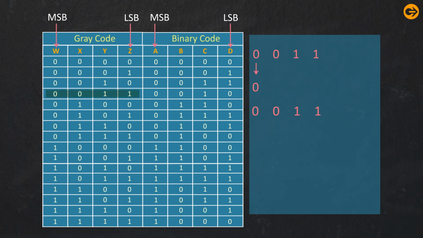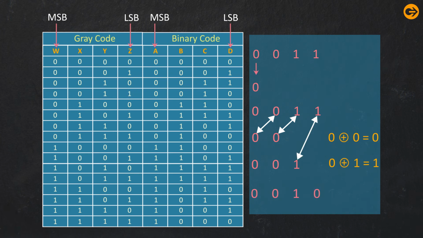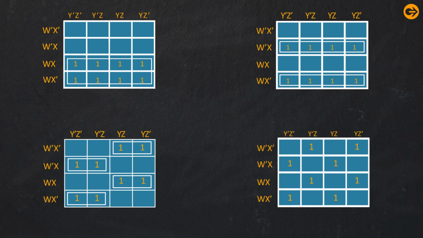As we know, 0 XOR 0 is equal to 0. Here also 0 XOR 1 is equal to 1 and 1 XOR 1 is equal to 0. Finally, we get the result, which is 0010 in binary code. The same phenomenon will be applied for the other set of data.